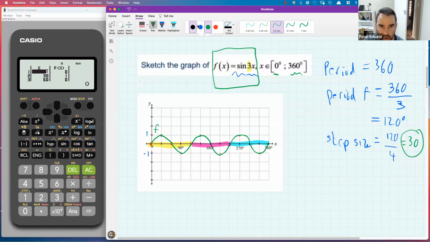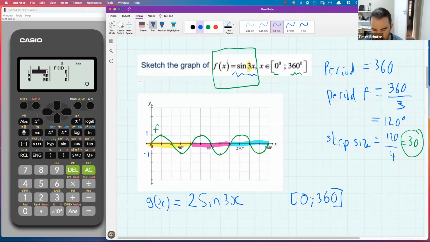Now, we're going to do the same idea again, but I'm going to change the graph slightly. So I'm giving you a new graph called g of x, and I want you to draw this on the same set of axes. And this graph is just going to be 2 sine 3x. And I want you to draw that for me on the domain 0 to 360.